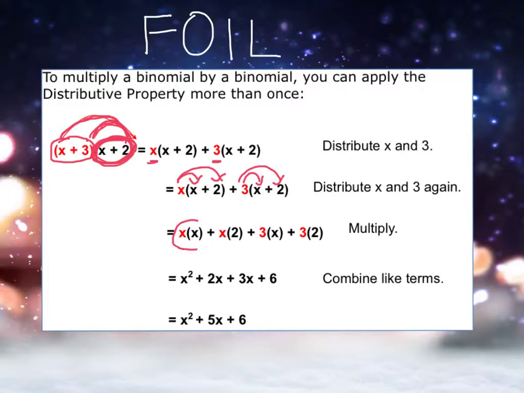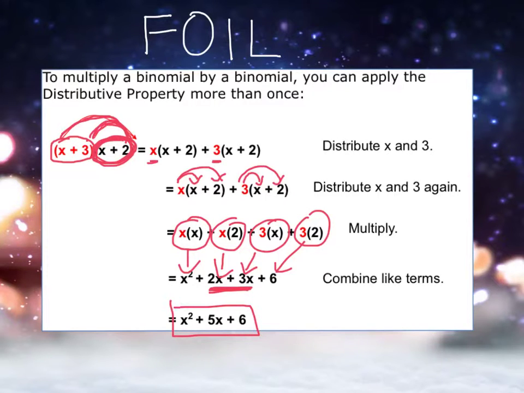Then when you multiply, you'll simplify and get x squared. This becomes 2x. This one becomes 3x. And 3 times 2 is 6. And then you'll combine like terms, and it's always going to be the two middle terms. And you'll have your final polynomial. Go ahead and pause the video and make sure you write down all this information. This is the common way to do it. There's also another method called the box method, and I'm going to demonstrate that for you in the next slide.